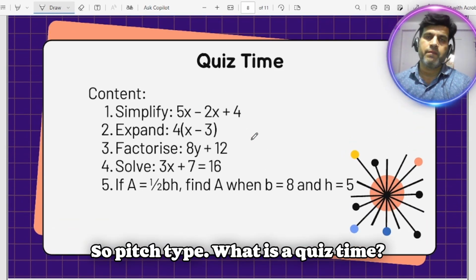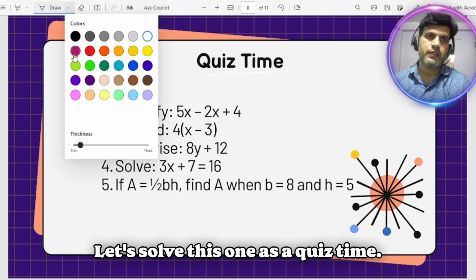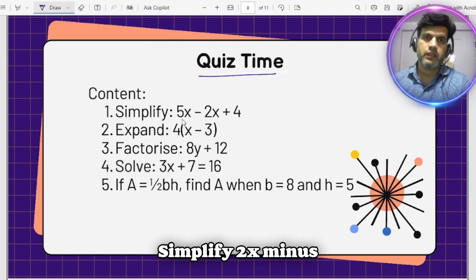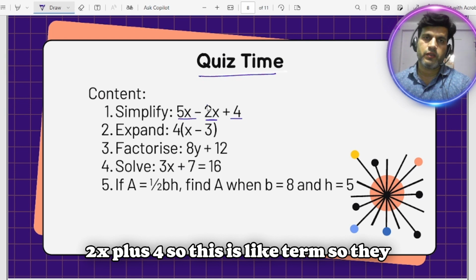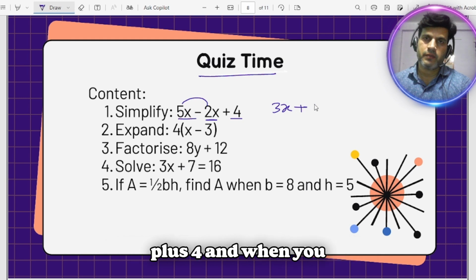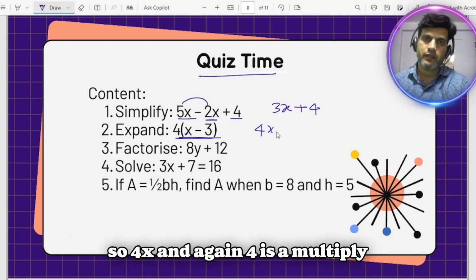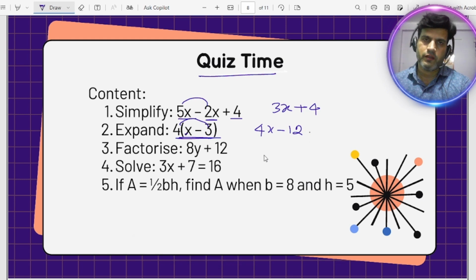So quiz type. What is a quiz time? Let's solve this one as a quiz time. Simplify 2x minus 2x plus 4. So these are like terms, so they are subtracted. So it will be 3x plus 4. And when you expand, 4 is a multiply here. So 4x, and again 4 is a multiply in 3. So that is minus 12.